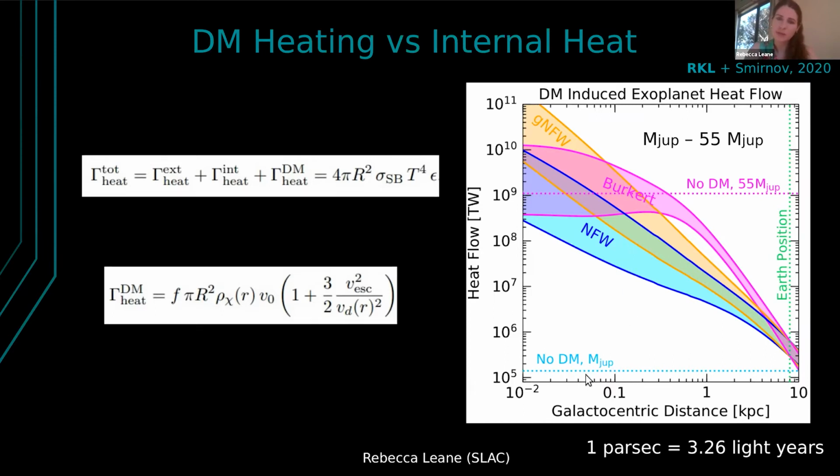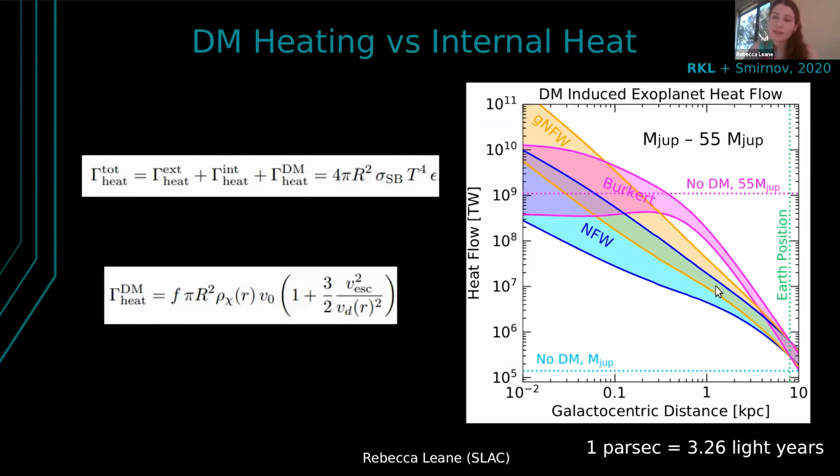You see we have these dotted lines here. These dotted lines correspond to the amount of heating just from the internal heat that we expect from simulations. So if there's no dark matter in the planet, what temperature do we expect it to have? If it has 1 Jupiter mass, it sits somewhere down here. If we want to compare the amount of dark matter heating to the internal heat, you can see there are many orders of magnitude for 1 Jupiter mass, looking at the bottom line of each of these shaded regions. Quite clearly the dark matter heating is much larger than the internal heat, which is good news.